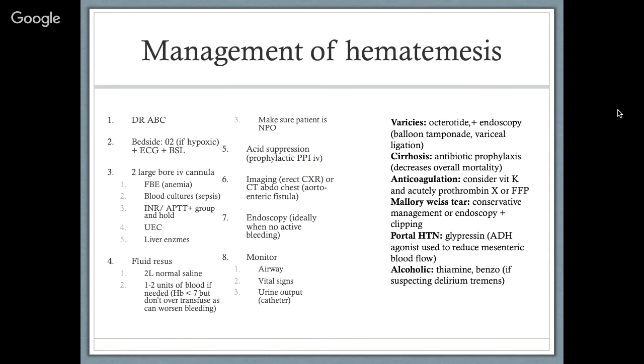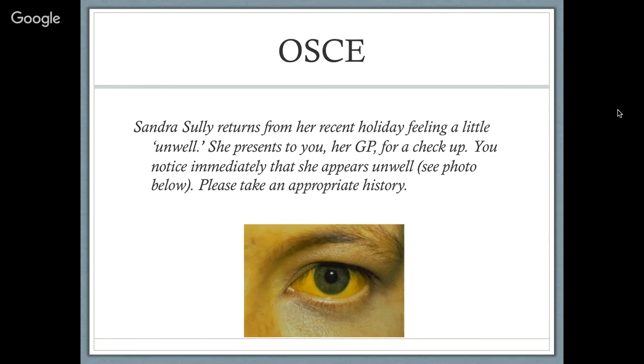And the last one: Sandra Sully returns from her recent holiday feeling a little unwell. She presents to you, her GP, for a checkup. You notice immediately that she appears unwell. Take an appropriate history. So I'll give you 30 seconds to come up with a framework or some questions, some differentials that you'd want to know for Sandra Sully.